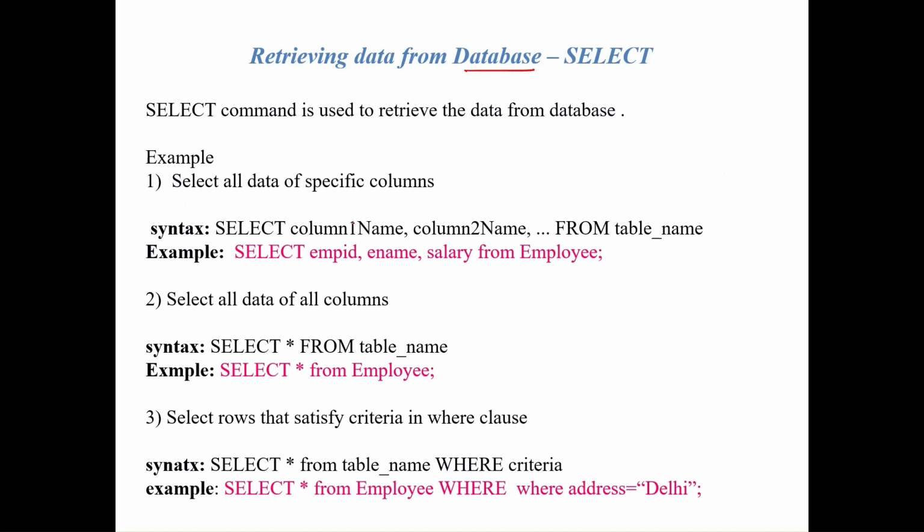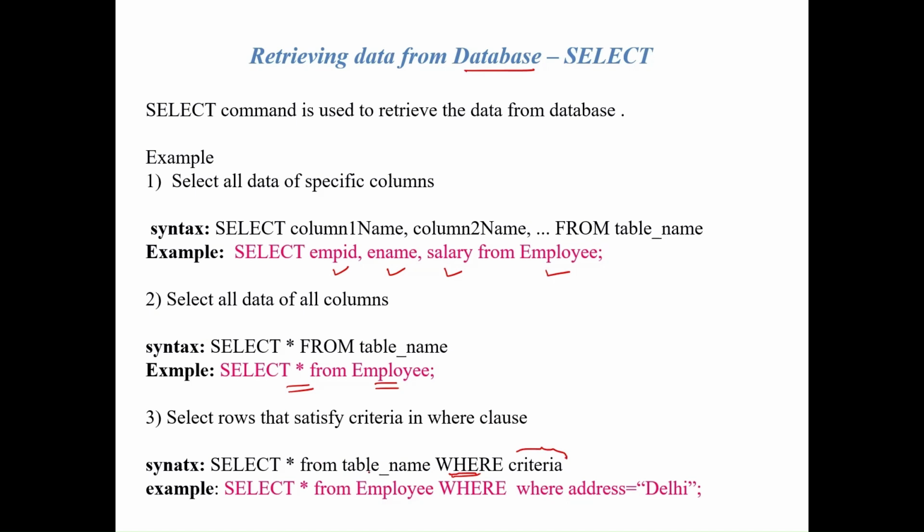The first is retrieving the data of selected columns. So I have to write select column name, comma, second column name, etc. from the table name. If I want to retrieve the employee ID, employee name and salary from the employee table, then the command is select employee ID, comma, e-name, comma, salary from employee. If I want to retrieve all the columns and all the rows, then write the asterisk: select star, or asterisk wildcard, from employee. It will retrieve the complete data from the given table.